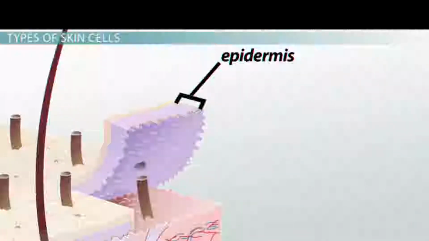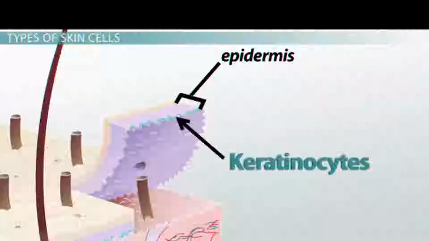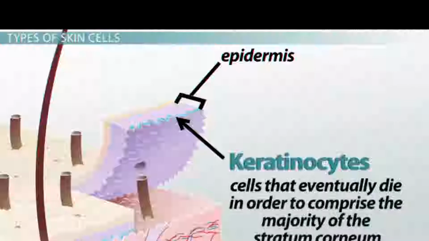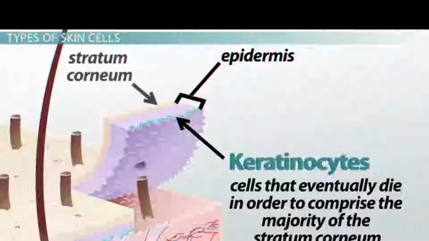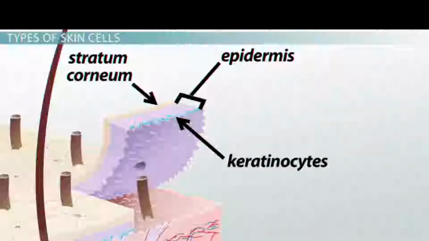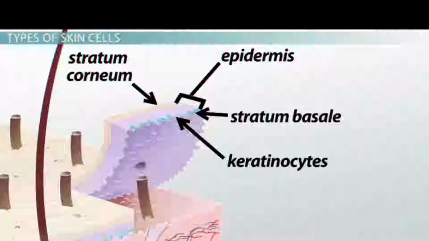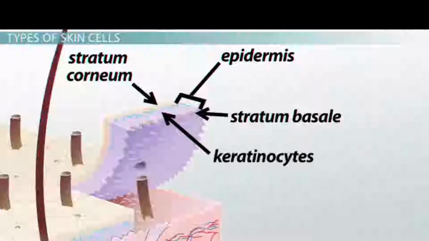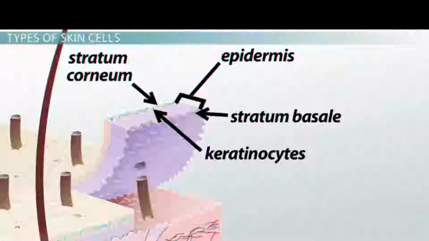Pale vampires aside, your epidermis has other cells that are quite important. One of these cells are called keratinocytes. Keratinocytes are cells that eventually die in order to comprise the majority of the stratum corneum. The keratinocytes actually originate in the stratum basale, but as they mature and age, they move from the deepest to the most superficial layer of the epidermis. Once the really old keratinocytes reach the stratum corneum, they are known as corneocytes.